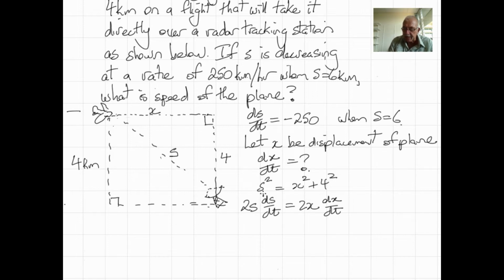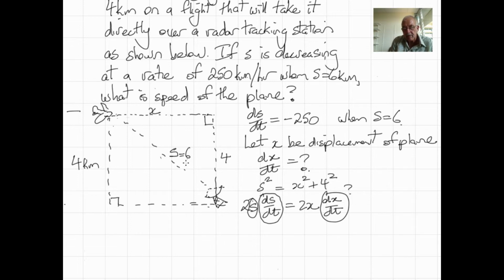We know what ds/dt is, we've got that. We know that S is equal to 6. So we've got that. This is what we're trying to find, dx/dt, but we need to find x to be able to find dx/dt. Can we find x? Of course we can. So S is equal to 6. So we need to find x. Now how do we find x?